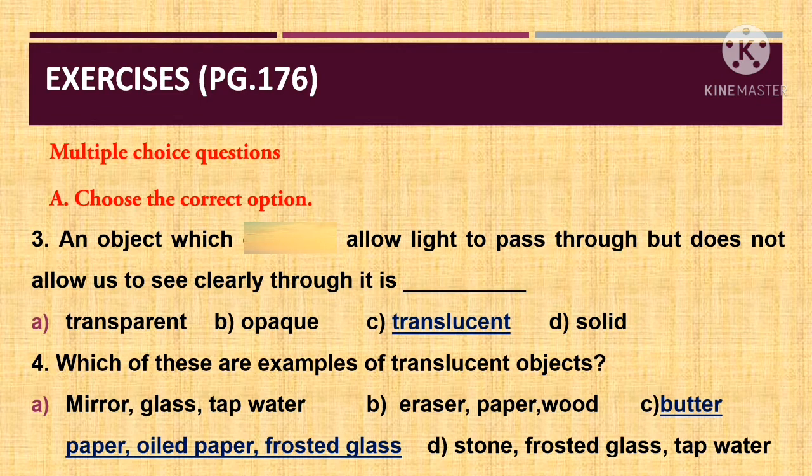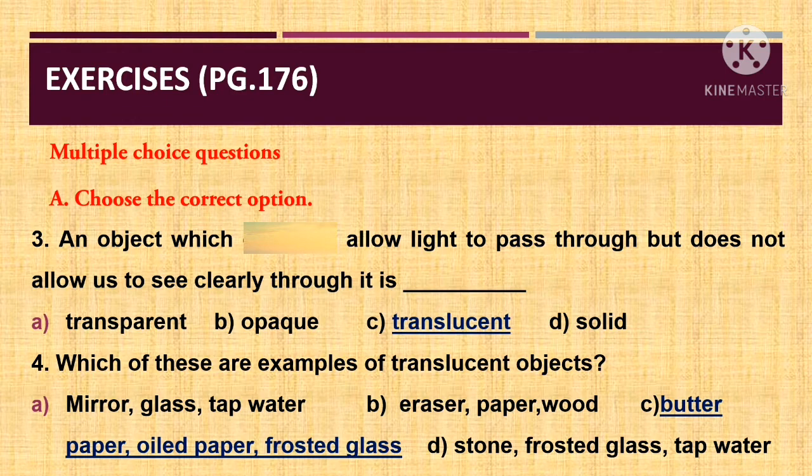Question 3. An object which allows light to pass through but does not allow us to see clearly through it is dash. A. Transparent. B. Opaque. C. Translucent. D. Solid. Answer option C, translucent.